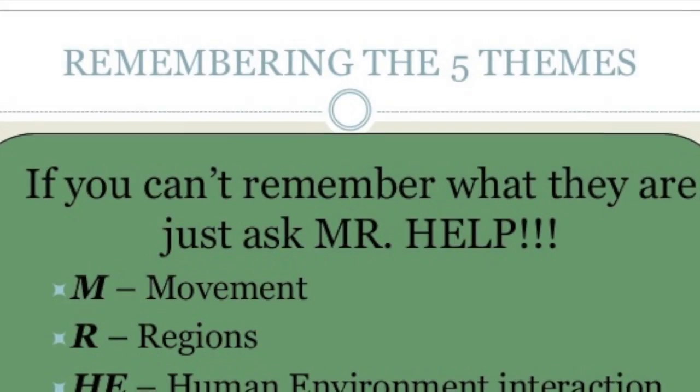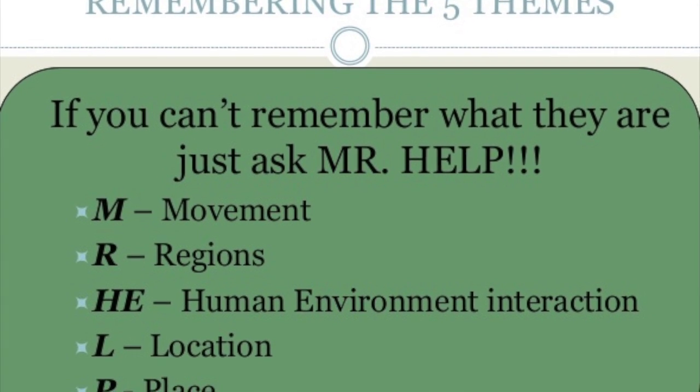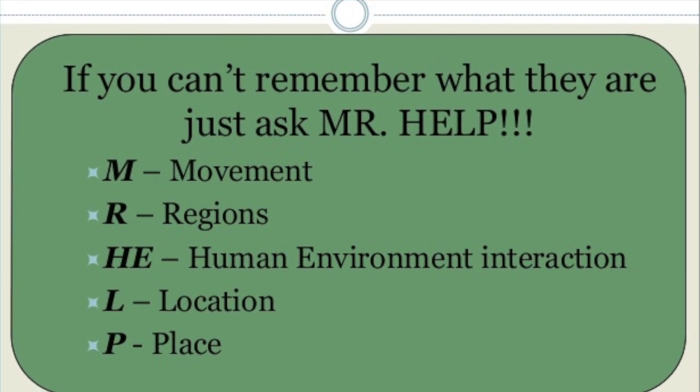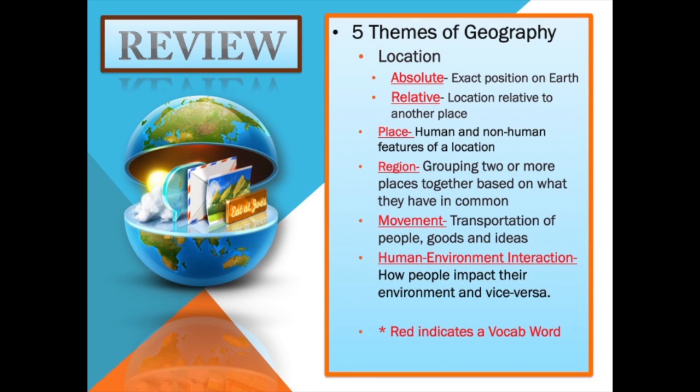Now, to remember all 5 things, you have to ask Mr. Help. That's movement, region, human-environment interaction, location, and place. Mr. Help. To review, we discussed the 5 themes of geography: location being divided between absolute and relative, place or what it's like in an area, region or what 2 places or areas have in common, movement or the transport of goods, people, and ideas, and human-environment interaction or how we interact with nature. In the following section, we will discuss how geographers show the Earth's surface.